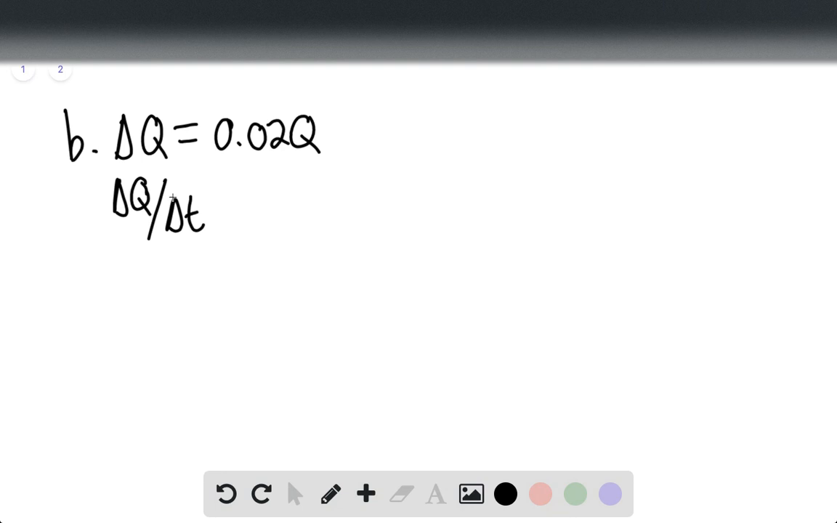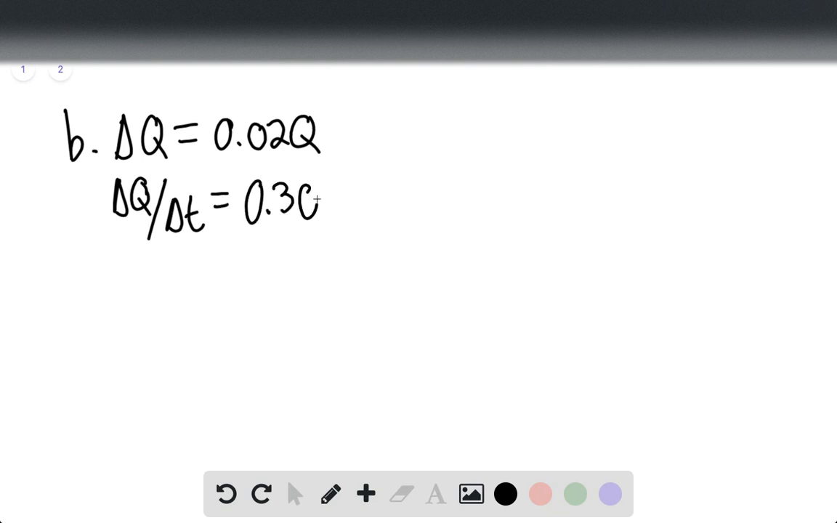And then for part B, they're asking us for the time it takes for the potential difference to decrease by 2%. So delta Q can be considered 0.02 of the original Q. And we have delta Q over delta T. This will be the change in charge with respect to time.